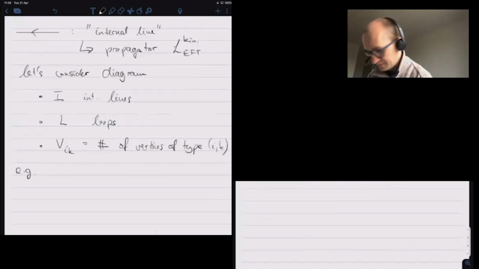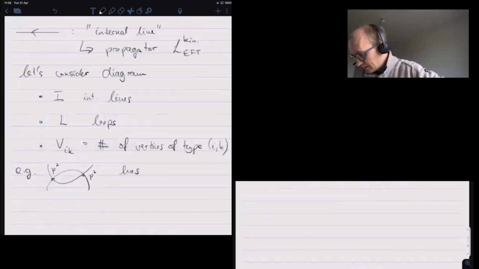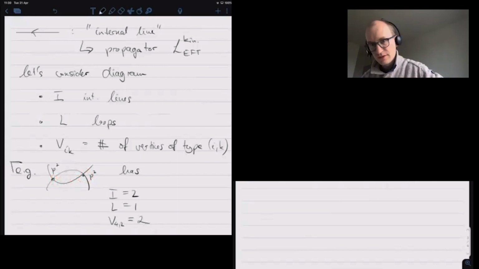So for example, again, our diagram above, p squared. I could have written this. This has I equal to 2, these two internal lines. It has one loop, and it has V_{4,2} equal to 2, because it has two of these vertices, it obviously has this one loop, and it has these two internal lines. So this is just a way of counting ingredients in a diagram.